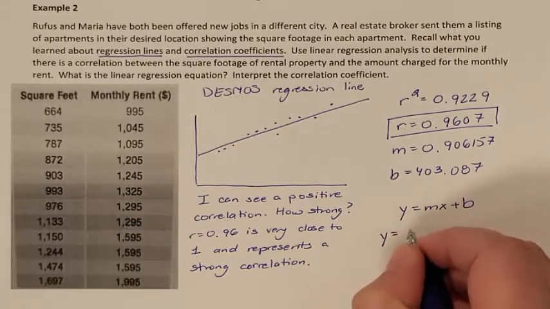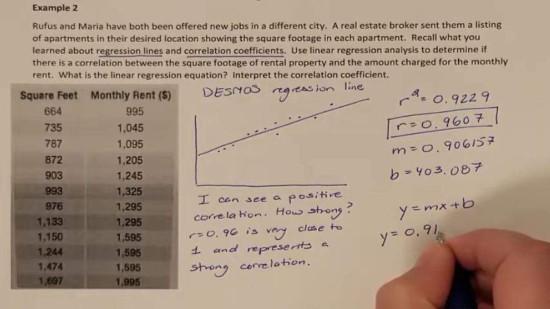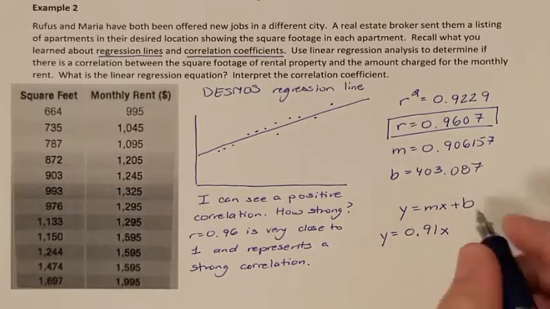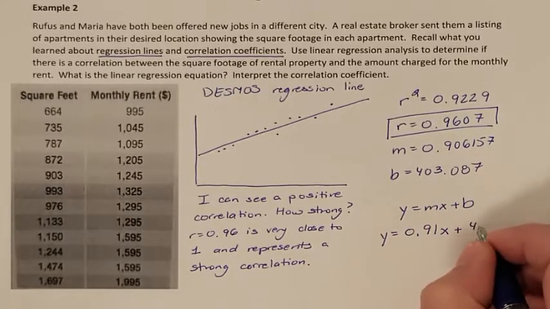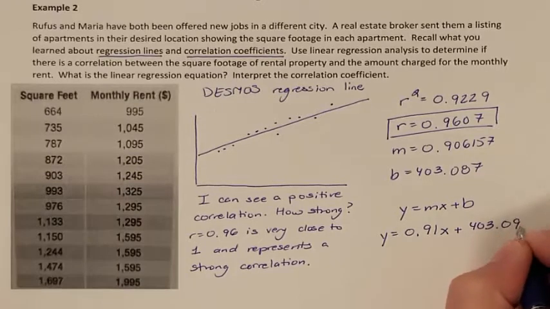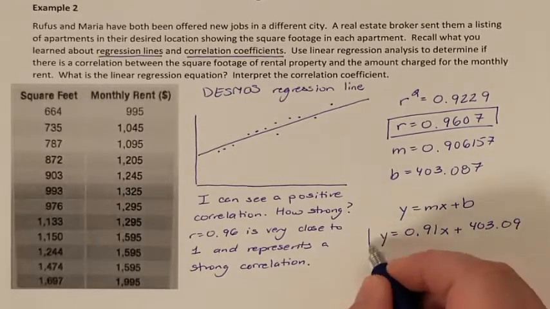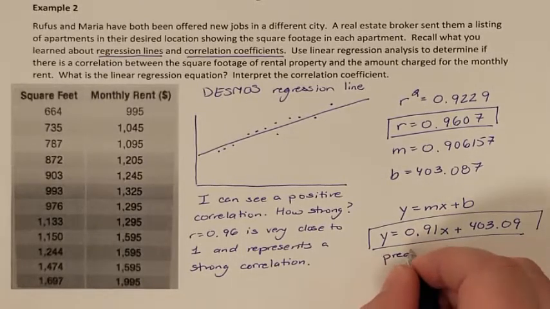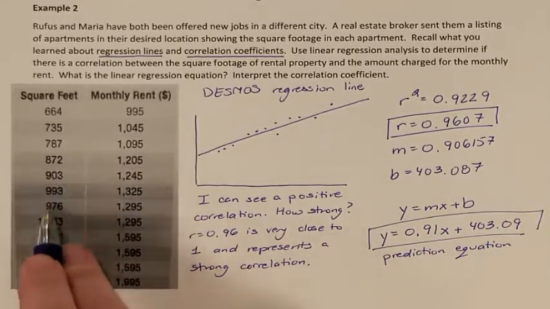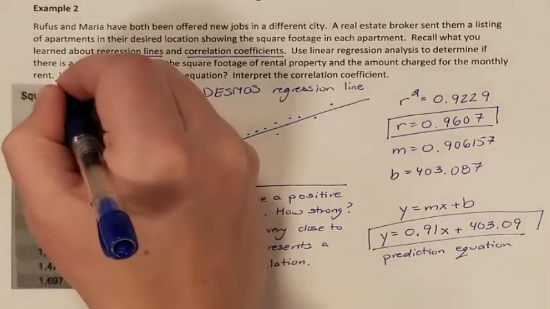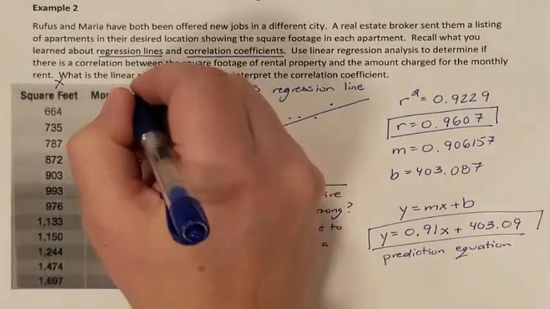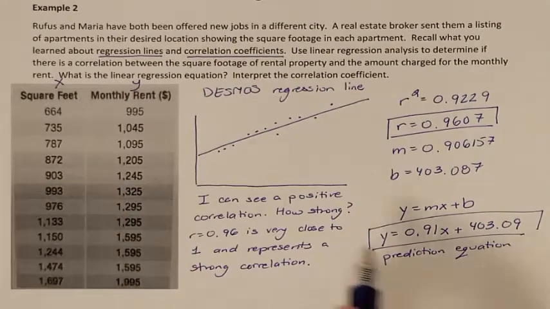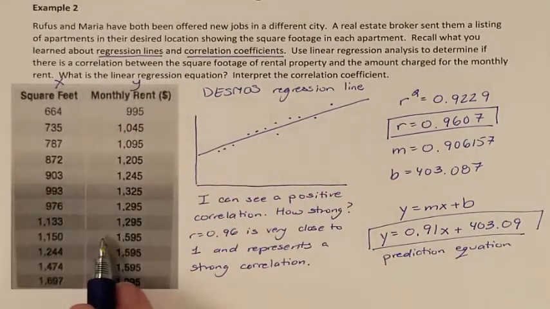So my equation is 0.91, we're going to round the m, plus 403.09. We are rounding the b. This is our prediction equation that says they can input any x value of square footage and get your answer of a y monthly rent because there is such a strong correlation. This will allow them to predict a monthly rent for any apartment.